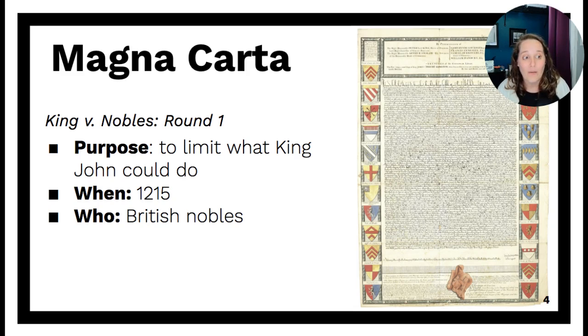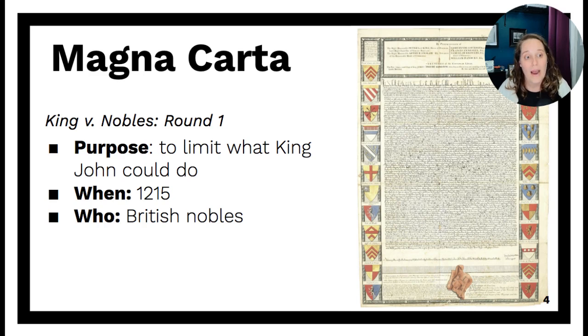By the early 1200s, though, King John was trying to take all of the power for himself. He was taxing the nobility a whole lot extra because he wanted to make himself richer, but he also wanted to fund wars that he wanted to wage. The angry nobles fought back, and in 1215 they created a document called the Magna Carta, which means the Great Charter. This document limited the power of the king and protected certain rights for the nobles.